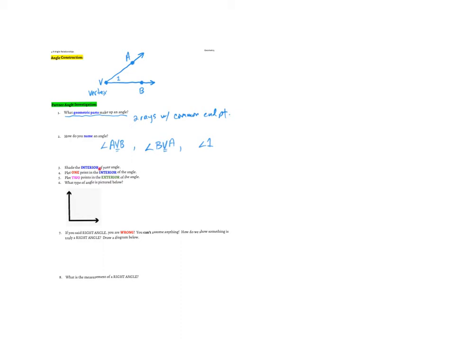When it asks us to shade the interior of our angle, we're talking about the space between the two rays inside here. So that's what we consider the interior of an angle. And plot one point on the interior of our angle. So we could plot a point in here somewhere. Oops, that looks a little funky. Let's get our pen and plot one there. We could call that point X. So X is the point that we plotted in the interior of our angle. And then anywhere that is not shaded, we could plot a point out here, call that point Y. Y is a point that is in the exterior of our angle.